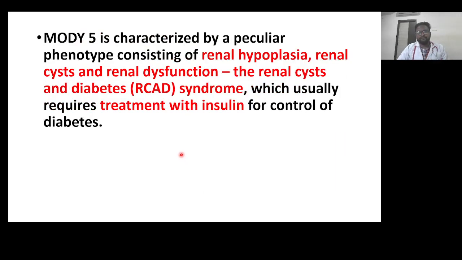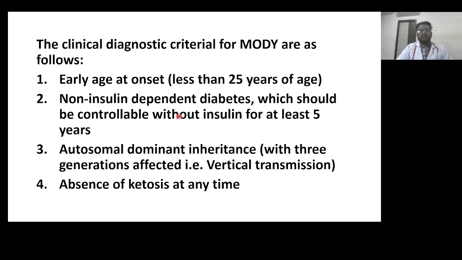And MODY5 is a complicated condition. It is characterized by a peculiar phenotype consisting of renal hypoplasia, renal cyst, and renal dysfunction. It is called the renal cyst and diabetes syndrome, RCAD syndrome, which usually requires treatment with insulin for the control of diabetes.